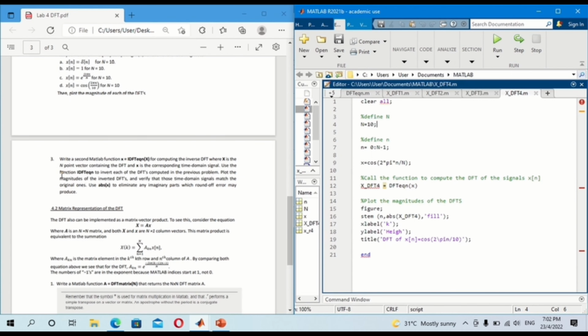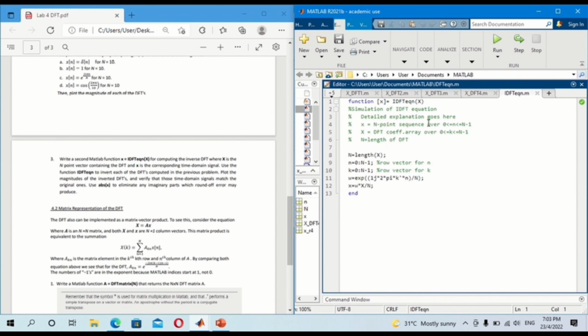In task number 3, we are required to write a second MATLAB function for the inverse DFT. The function name is x equals idft(X), for computing the inverse DFT, where X is the N-point vector containing the DFT and x is the corresponding time domain signal. In MATLAB, we use the same approach to develop our function. This line creates our own function x equals idft for the inverse of X. We also need to define the variables and define the equation.